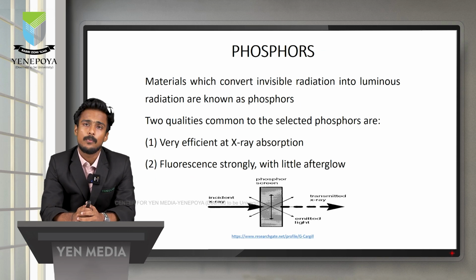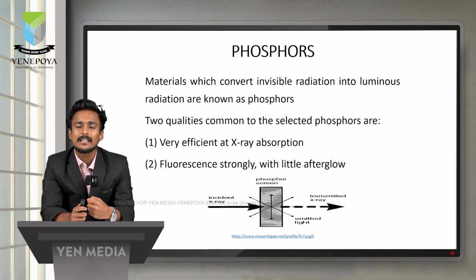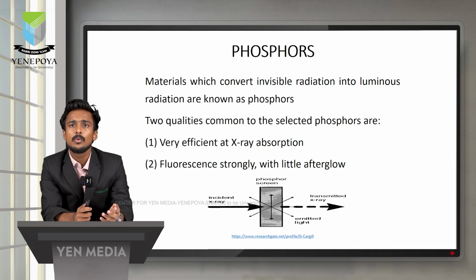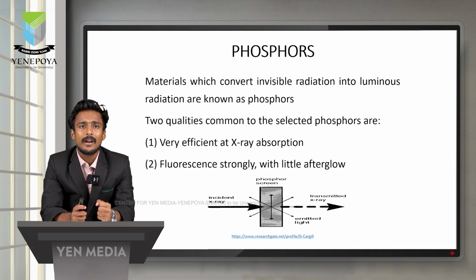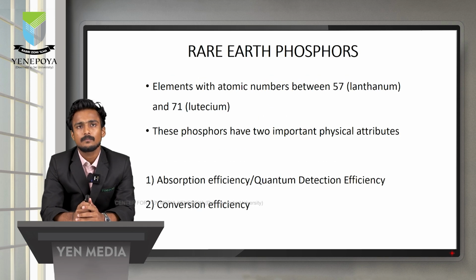And next is phosphors. Phosphors are the materials which convert invisible radiation into luminous radiation. That means these are the materials that convert the invisible X-ray photon into light. An ideal phosphor has two important qualities. First, it is very efficient at X-ray absorption. Second, it fluoresces strongly with little afterglow.